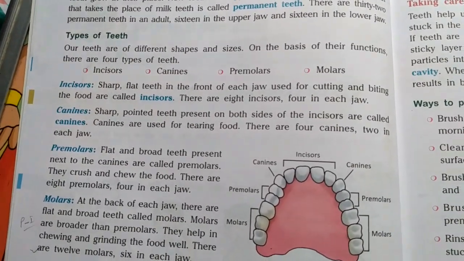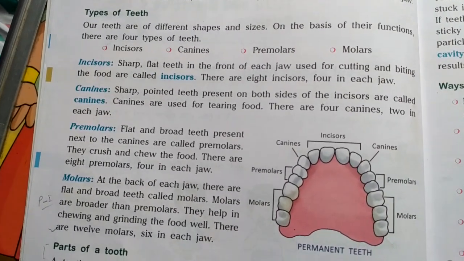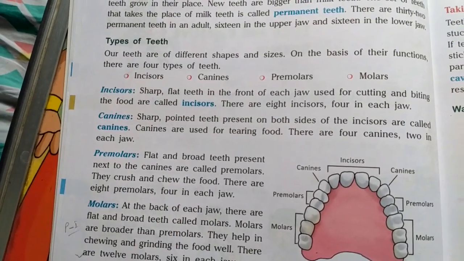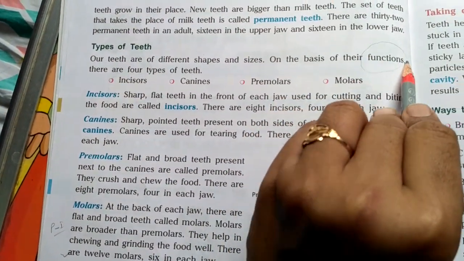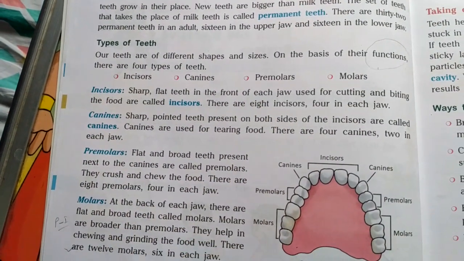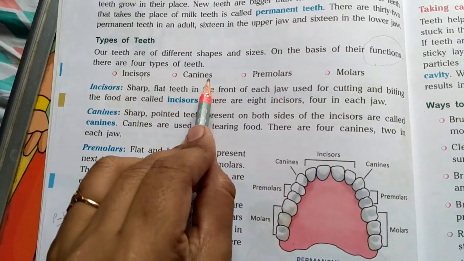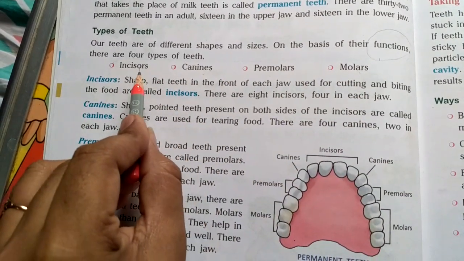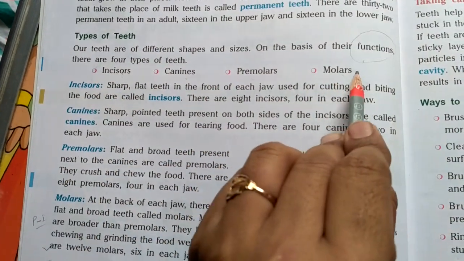On the basis of their function, what work they perform in our mouth, on that basis the teeth have been categorized into 4 types. Function means the work which the teeth perform inside our mouth. On that basis, they have been categorized into incisors, canines, premolars, and molars. So these are the 4 types of teeth present in an adult mouth.